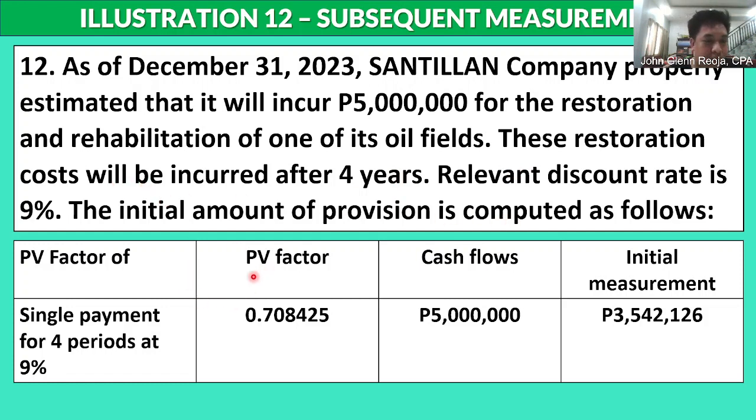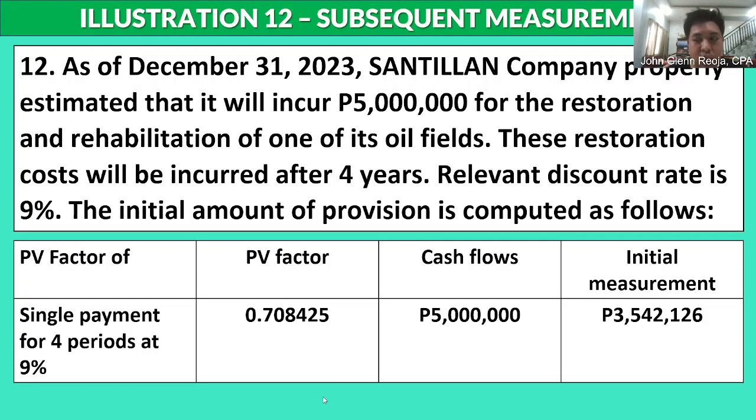Again, compute for the PV factor, that is 9% for 4 periods. So that is 0.708425 times the cash flow na 5 million. So our initial measurement would be 3,542,126 pesos. So that is the initial measurement. How about the subsequent? Kasi we are talking about subsequent measurement.